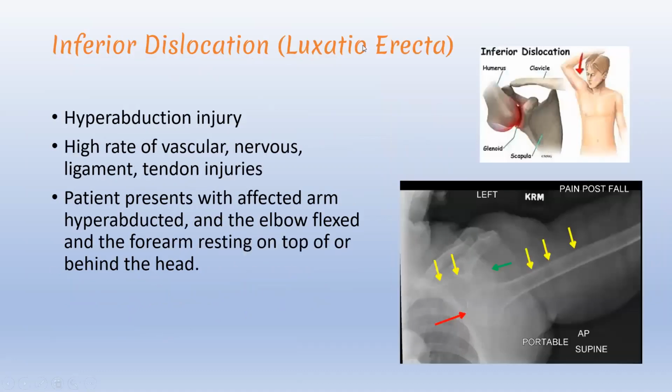Inferior dislocation or luxatio erecta, a hyperabduction injury, because the arm is hyperabducted on the head. High rate of vascular, nervous, ligament, and tendon injuries. The patient presents with the affected arm hyperabducted and the elbow flexed and the forearm resting on top or behind the head. In this picture, we can see that.